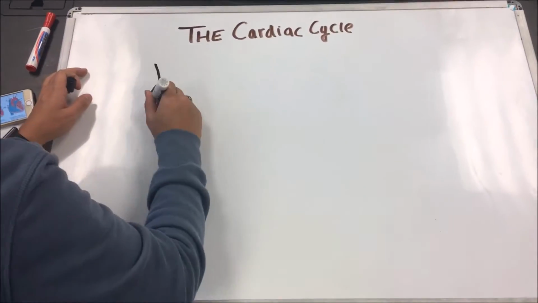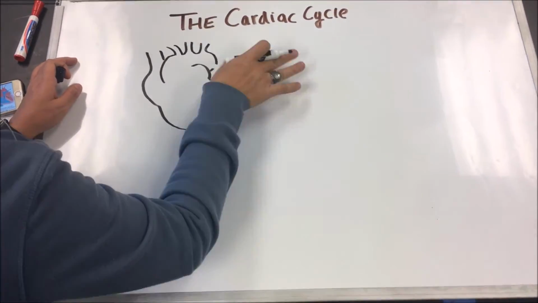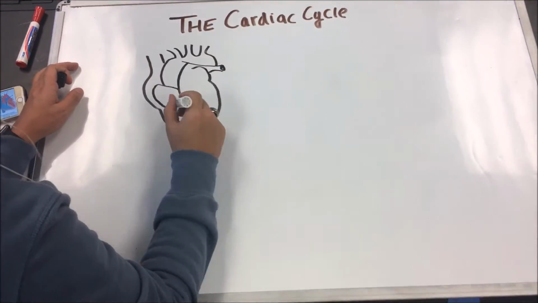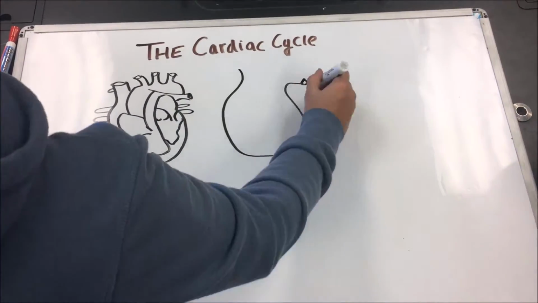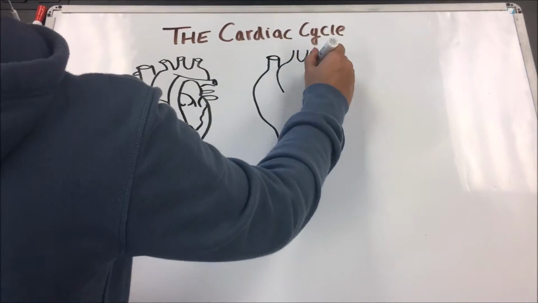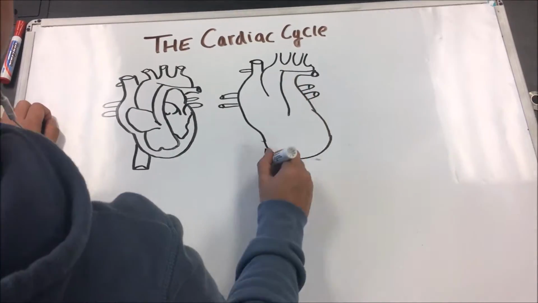Now we're going to talk about the cardiac cycle. Pause the video if you want a brief description of each phase. The cardiac cycle is the sequence of events that occurs when the heart beats. As the heart beats, it circulates blood through pulmonary and systemic circuits of the body.